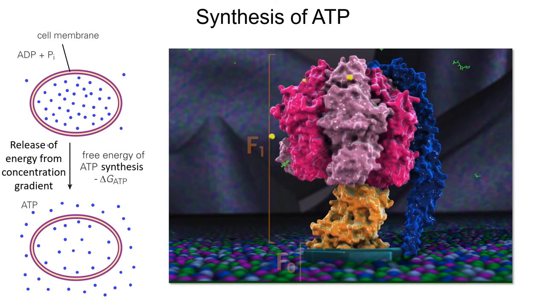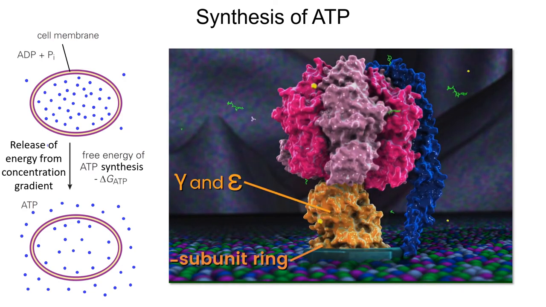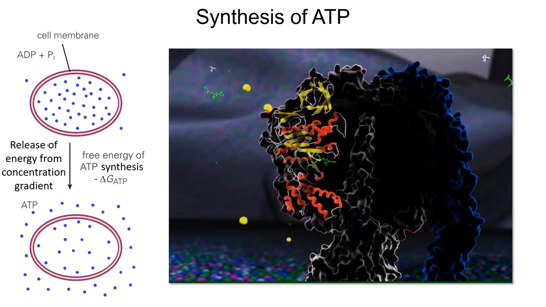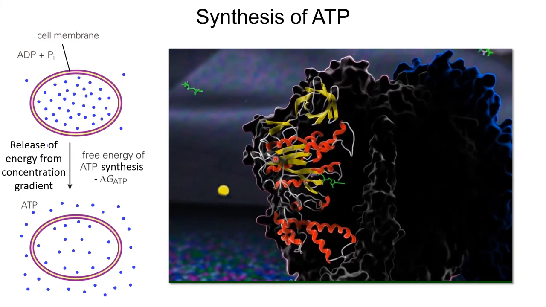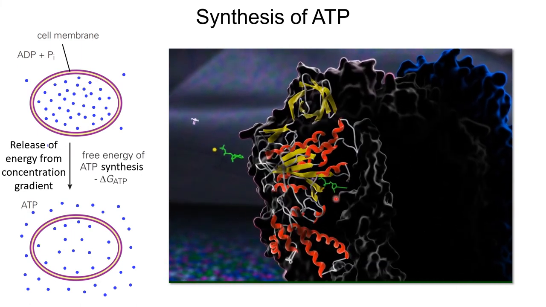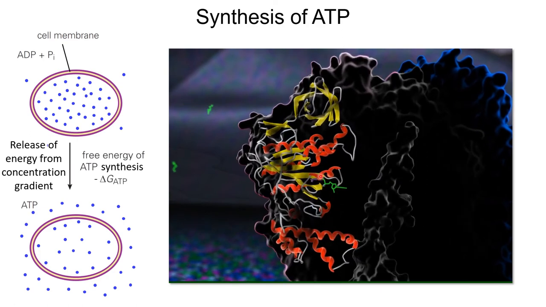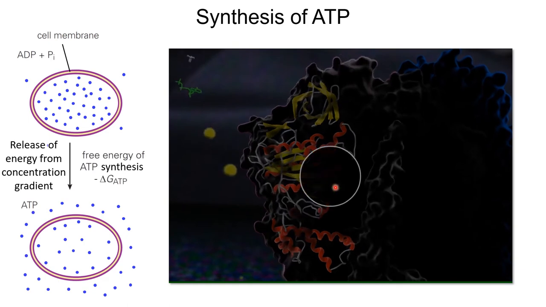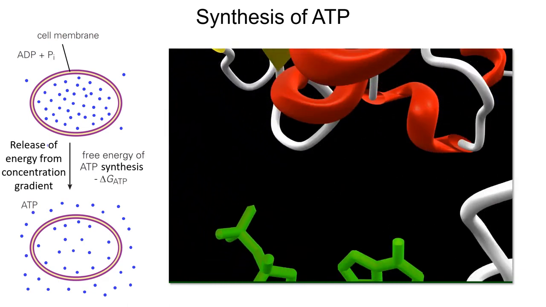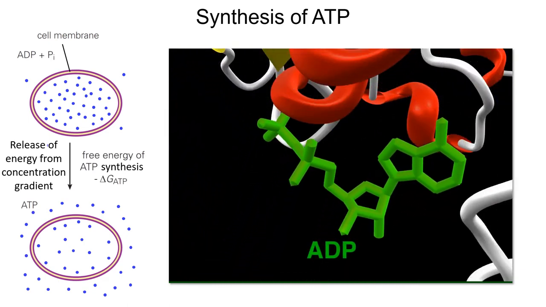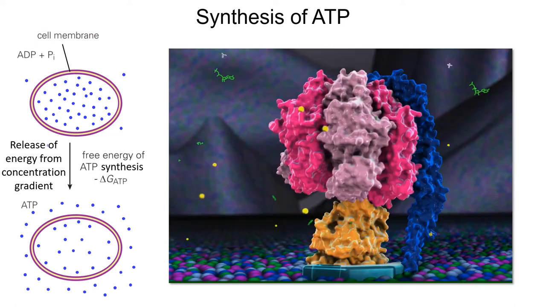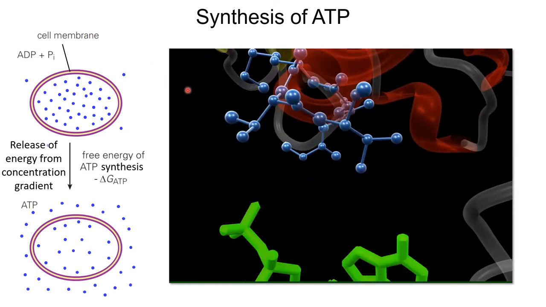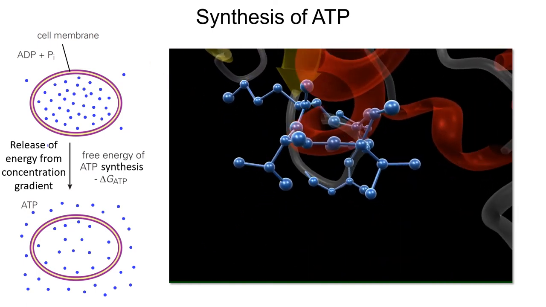Let's take a look where that happens. So the section where the synthesis of ATP happens is now visible here. This part of this protein, you see here, there's ATP being synthesized out of an inorganic phosphate and an ADP. We take a closer look now. Here is where the ADP is coming. It's entering. And then from the other side, the inorganic phosphate is coming.